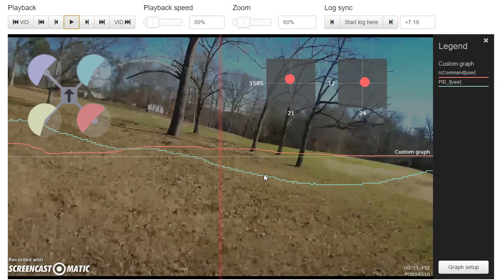So to sum up. Look at how long, when RC command returns to center, it takes the I term, how much longer after that it takes the I term to return to its baseline for whatever flight condition you're in. And if it's taking too long, it may suggest that either the I gain is too high or the P gain is too low. Low P gain will result in the I term having a lot of error to pick up. So if you can raise your P gain, that's the first thing to do. And then lower your I gain is the second thing to do if you've got that condition.